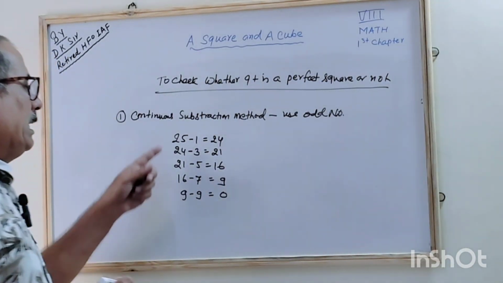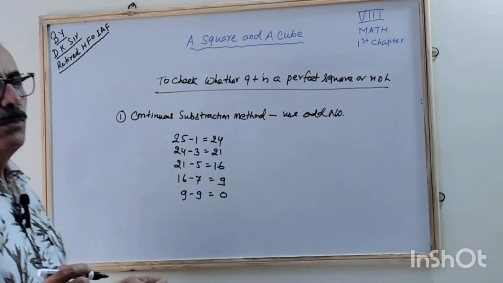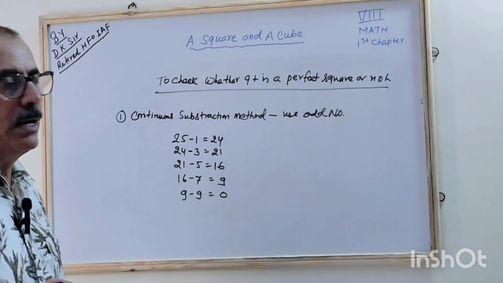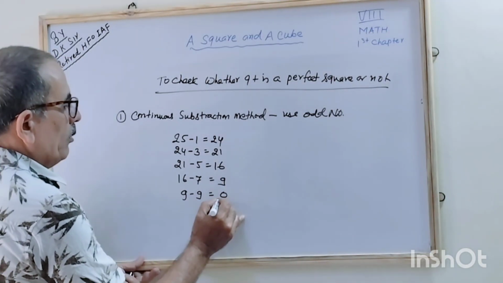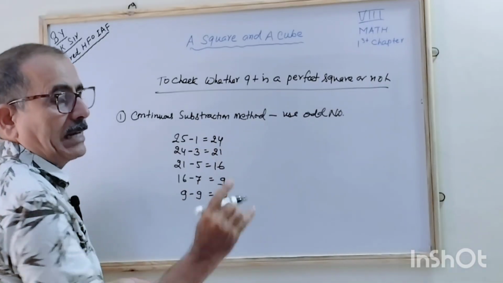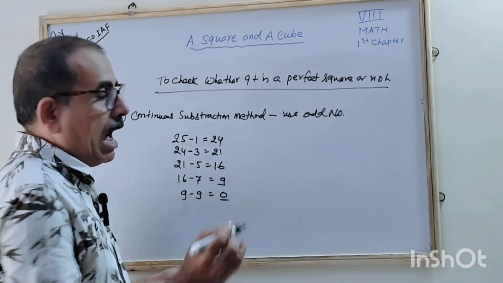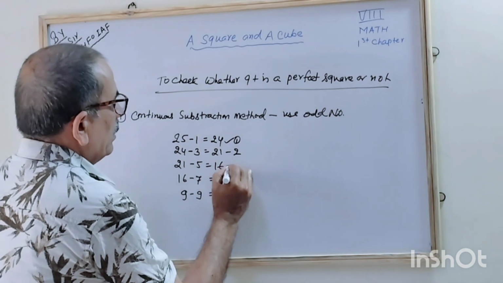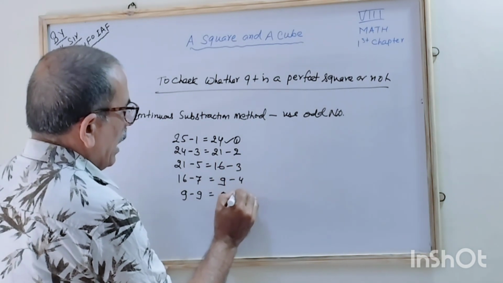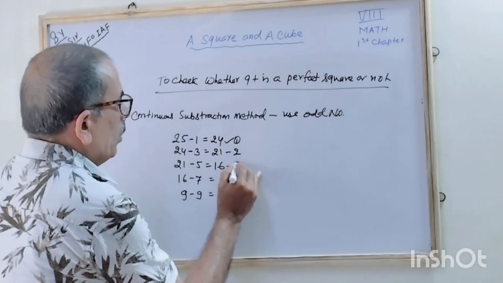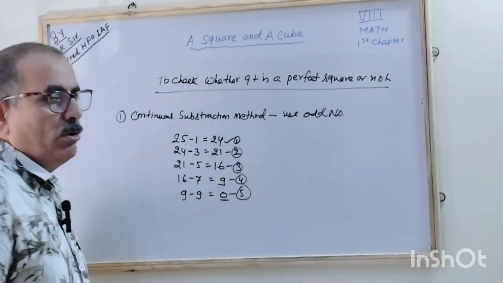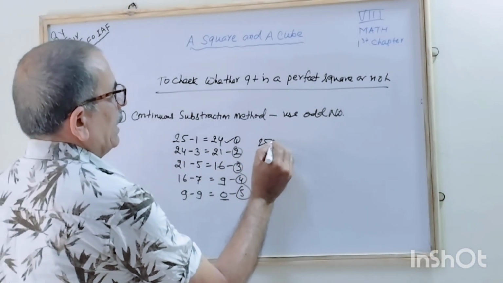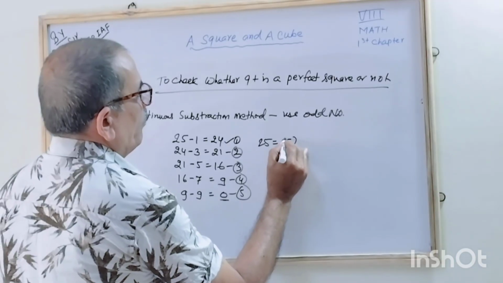Correct? So keep on subtracting 1, 3, 5, 7 continuously, one by one, until you get 0. Sooner you get 0, just count how many times you have subtracted: 1, 2, 3, 4 and 5. It took 5 times to reach 0, correct? So 25 you can directly write is equal to 5 square, correct?